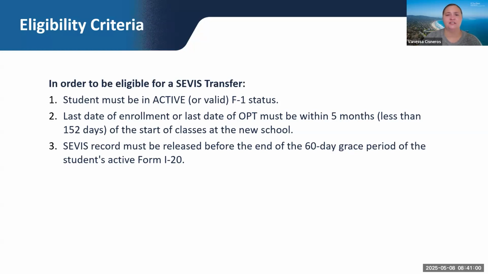Some common questions that F-1 students typically ask when they're trying to determine whether they are eligible for a SEVIS transfer is, where do I find my program end date? How do I know when my grace period starts and ends? In other words, how do I figure out my deadline to transfer? So let's talk about how to determine your program end date. Your program end date is what will determine the start and end of your grace period.